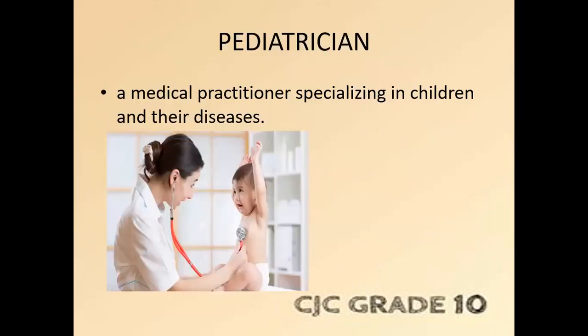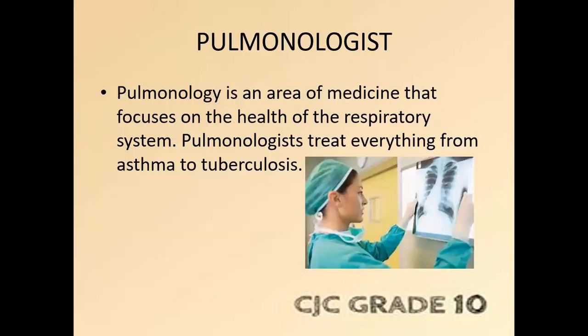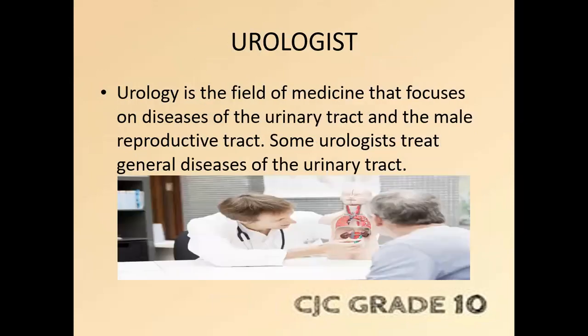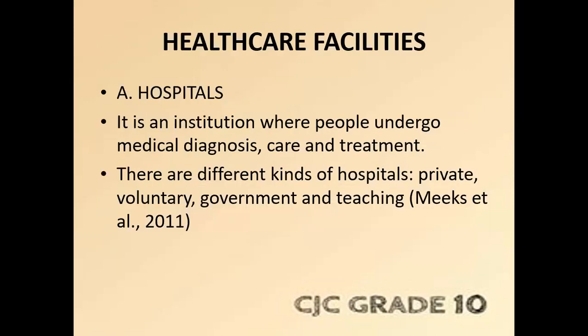Next, pediatrician, a medical practitioner specializing in children and their diseases. Pulmonologist. Pulmonology is an area of medicine that focuses on the health of the respiratory system. Pulmonologists treat everything from asthma to tuberculosis. Next, urologist. Urology is the field of medicine that focuses on diseases of the urinary tract and the male reproductive tract. Some urologists treat general diseases of the urinary tract.